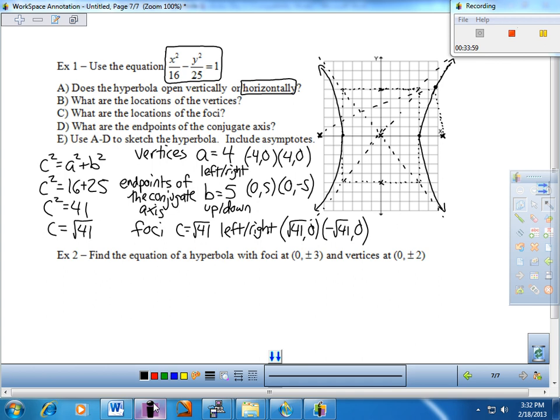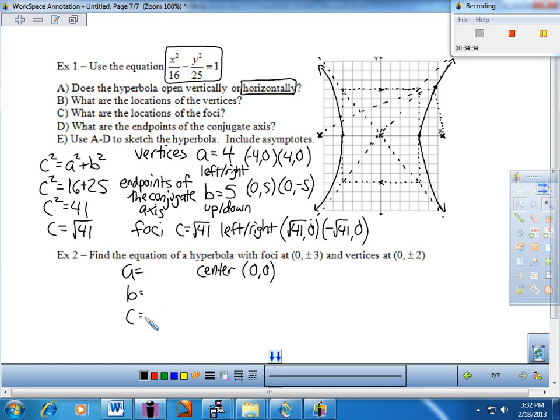All right, last one there. Example 2. Find the equation of a hyperbola with foci at 0 plus or minus 3 and vertices at 0 plus or minus 2. I hope you're all in agreement. Just looking at that, the center is at the origin. So let's throw that in place. Center right at 0, 0. Obviously right in between the two foci and right in between the two vertices. Not a big deal. And let's go ahead and throw our A, our B, and our C in.